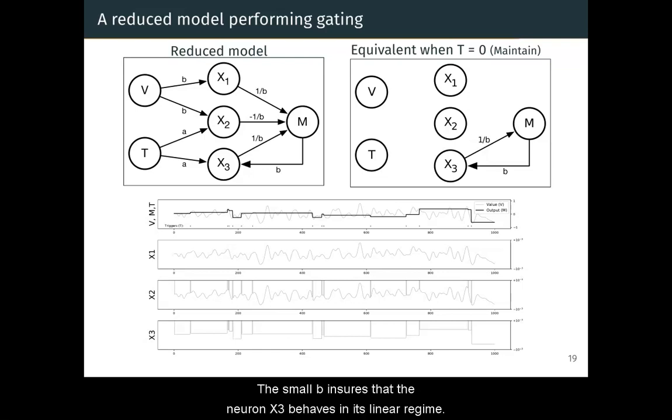V small b ensures that the neuron X3 behaves in its linear regime. So, X3 copies its input. Therefore, X3 is going to be b times M. And as the output weight from X3 to M is 1 over b, X3 ensures that M remains constant.